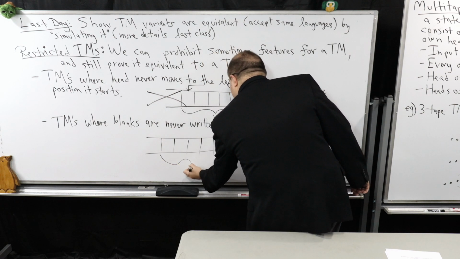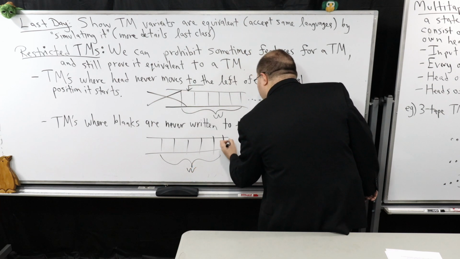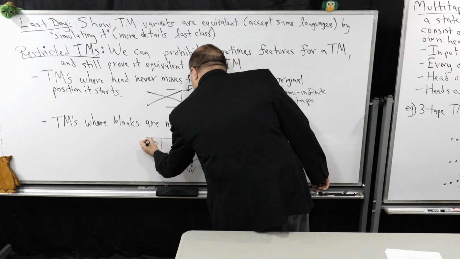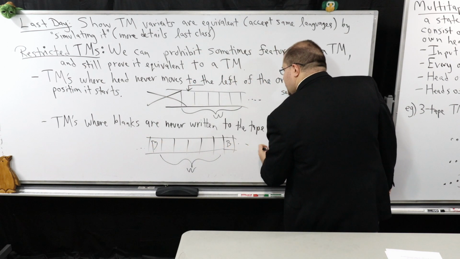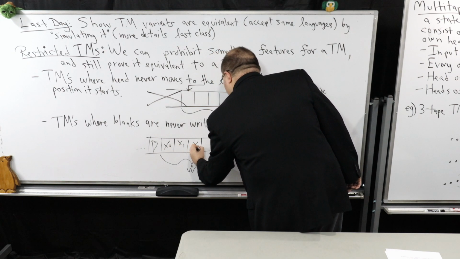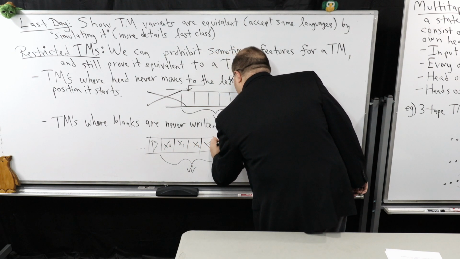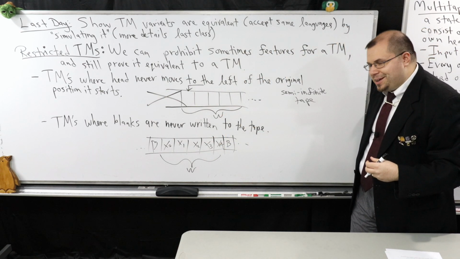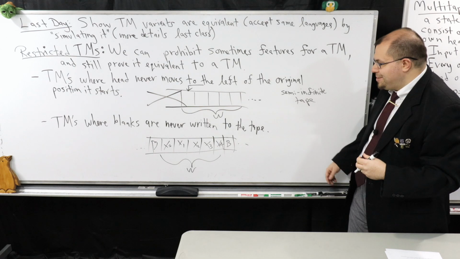Say this is my input W. And we know to the left and the right of it, there's always blanks, and so on. And say I have x0, x1, x2, x3, x4. Suppose I have these symbols here that are part of my input that I put onto the tape.